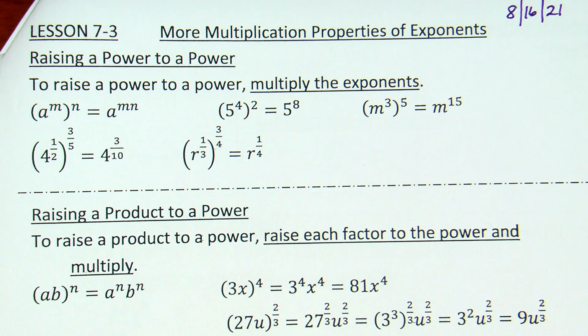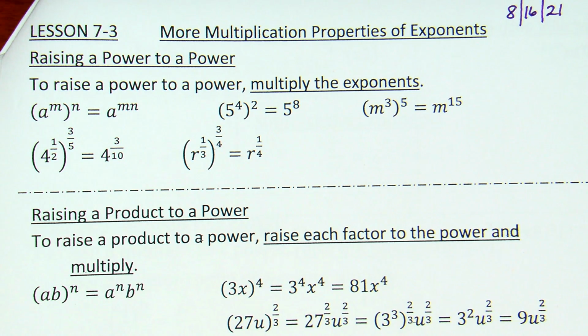Ryan. Okay. Lesson 7.3 is where we are working today, and lesson 7.3 is more power rules. I talked about these a little bit at the end of class on Friday. When you have a power raised to a power, you multiply the exponents. Previously, if the bases are the same, you keep the base and add the exponents. Here, it's a power raised to a power, so we multiply.